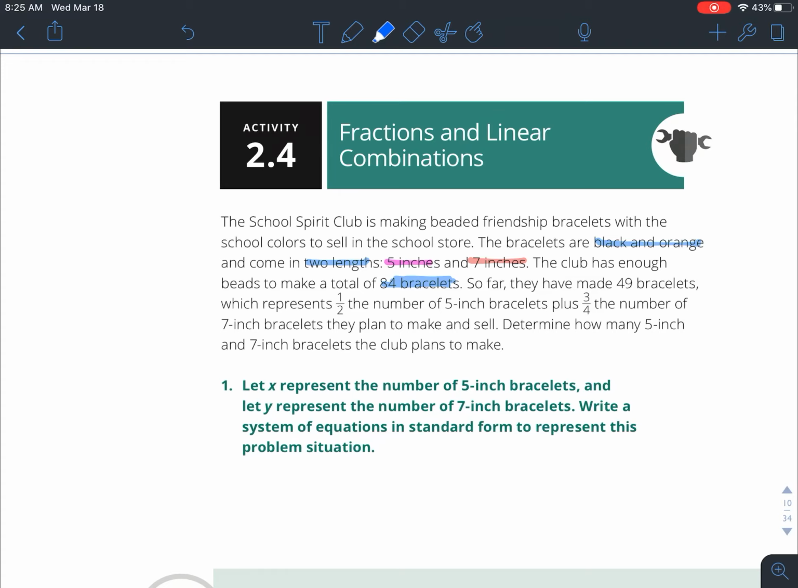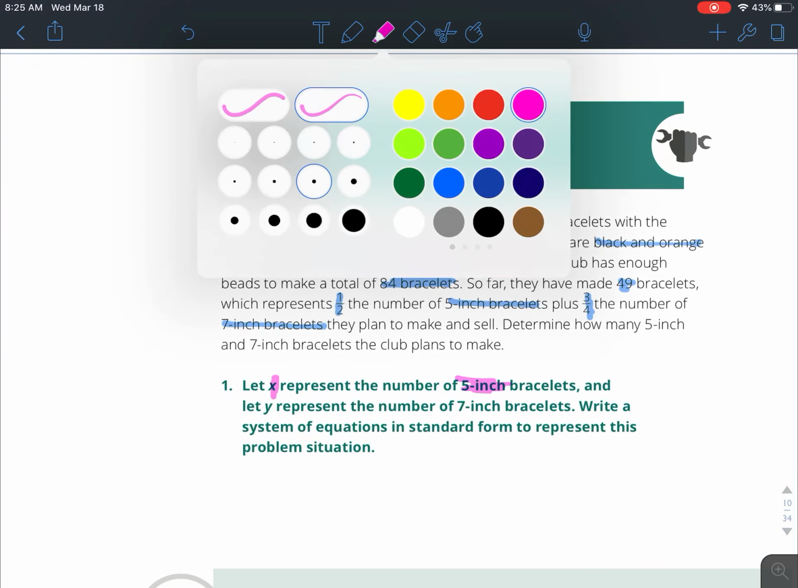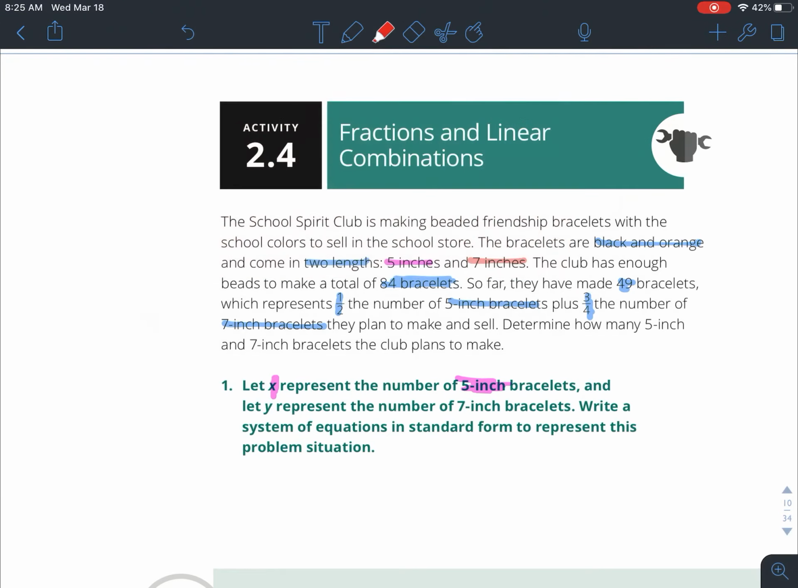So far they have made 49, which represents half of the number of 5-inch bracelets plus 3/4 of the 7-inch bracelets they plan to make and sell. Determine how many 5-inch and 7-inch bracelets the club plans to make. Okay, now I'm going to highlight down here back in the colors we use. It's telling us that X represents 5-inch bracelets and Y represents 7-inch bracelets.